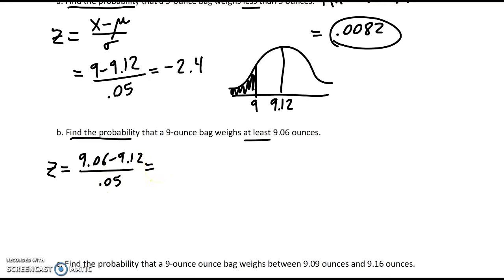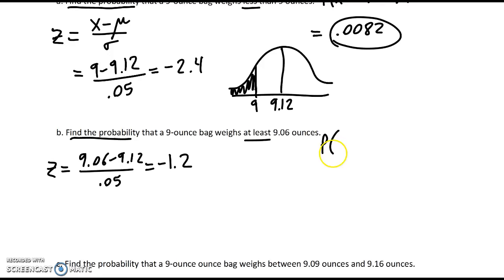And that will give us a z-score of negative 1.2. Okay? So, now here's the trick. We have to figure out what does "at least" mean. If I say I ate at least 8 cupcakes, does that mean I ate 8 or fewer cupcakes, or does that mean I ate 8 or more cupcakes? Well, if I ate at least 8 cupcakes, 8 would work, 9 would work, 10 would work.